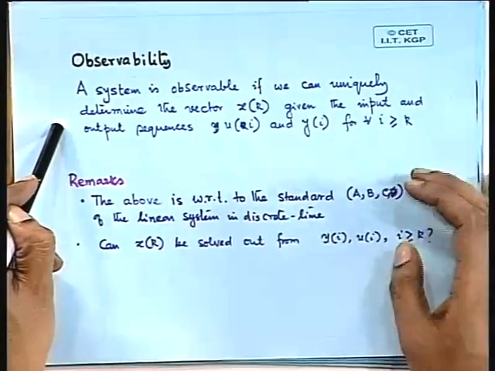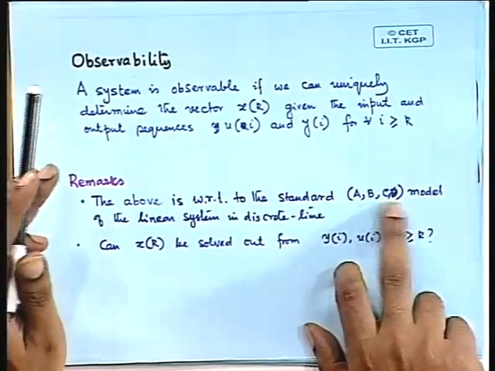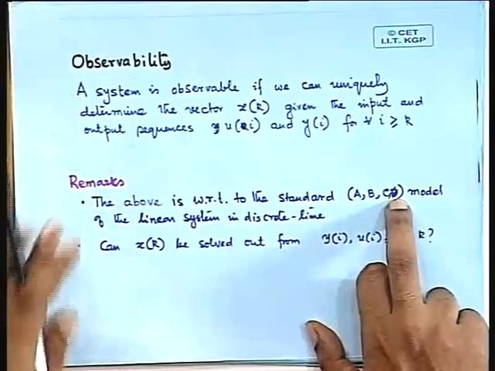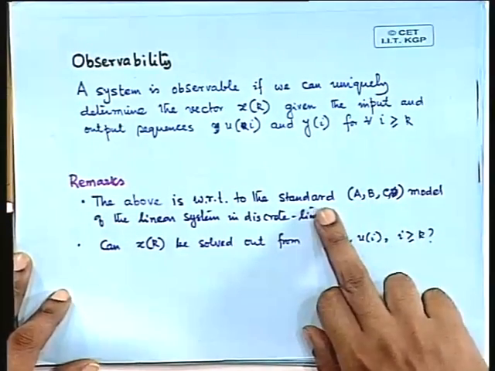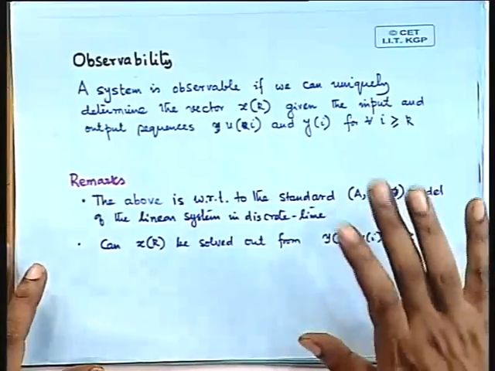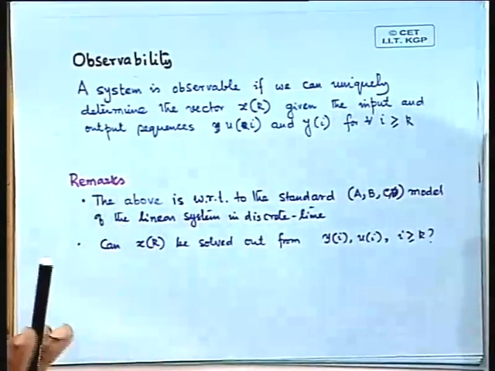If you see books you will find there are many definitions of observability. They can be shown to be mathematically equivalent. This is probably the one which is the most popular, but there are many others. Note that we will assume that this is with respect to a standard A, B, C or even A, B, C, D model. I have cut this D, but you could put this D as well, it does not matter. So, we will assume the standard ABC model of the linear system in discrete time, and we will treat this problem there.